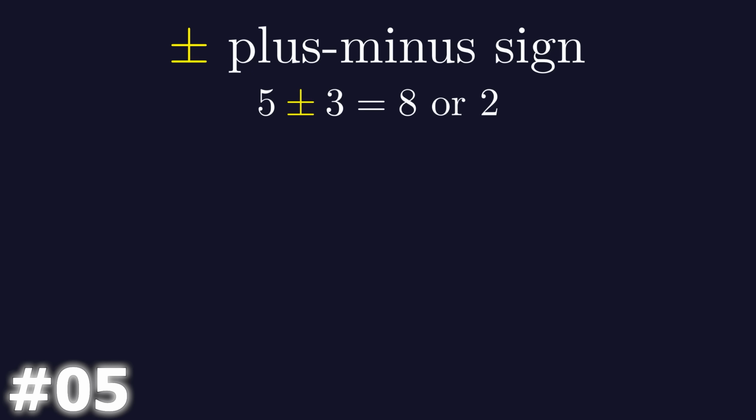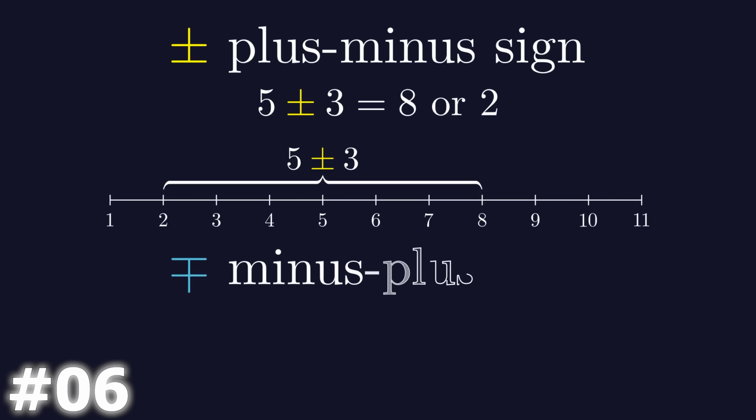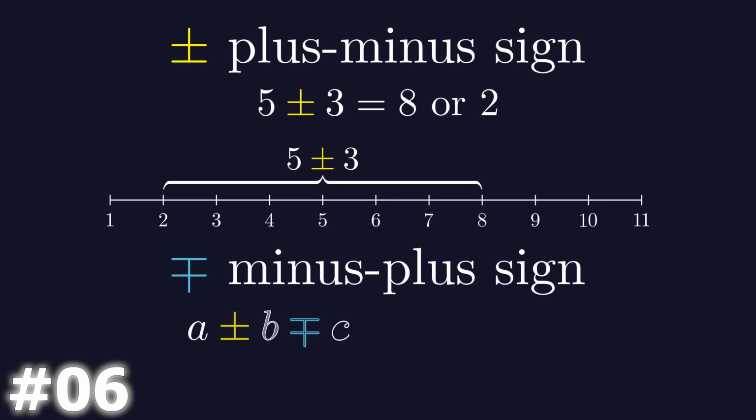It can sometimes be written as a slash. Plus minus denotes either plus or minus. Sometimes it can also be used to denote a range of values. Its counterpart minus plus sign is used in conjunction with the plus minus sign. It denotes the opposite sign of plus minus. For example, this expression means that it's either a plus b minus c or a minus b plus c. Both signs can't be the same.